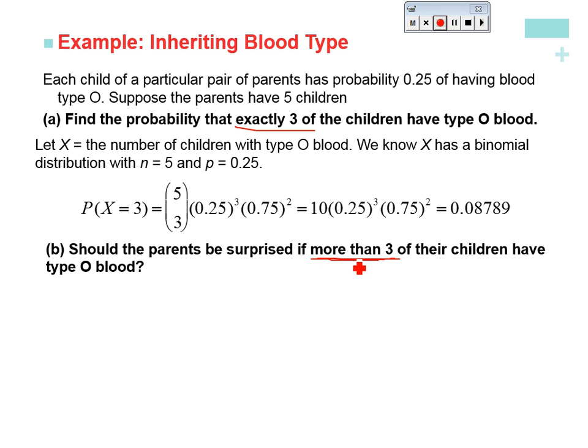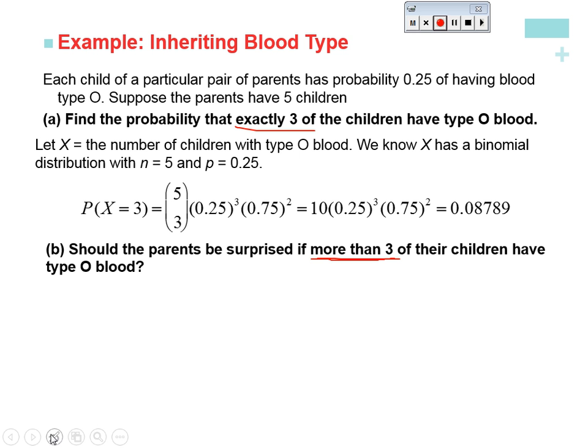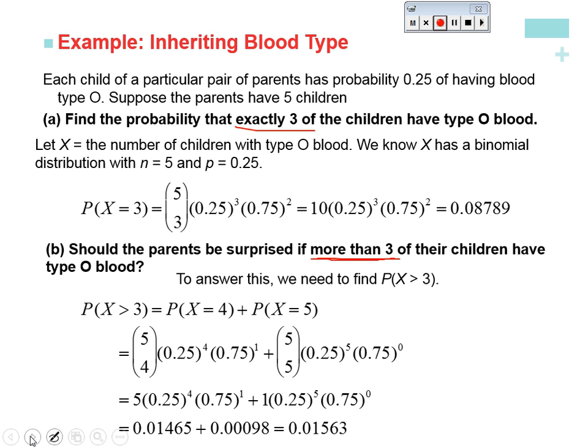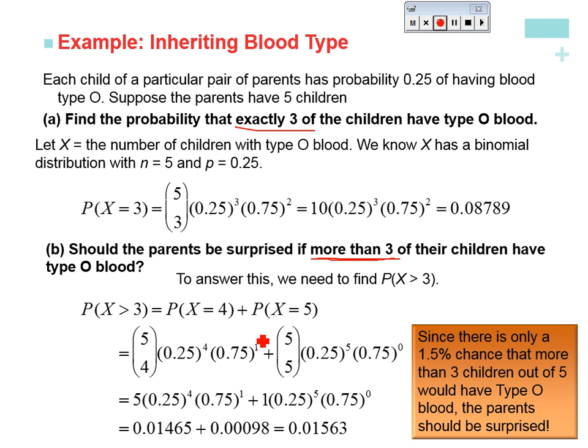So when I go to do more than 3, what I'm going to have to do in the calculator is something a little bit different, because the binomial CDF will only measure values that are at or less than a given value. So in order for me to do more than 3, which we said in the problem was the probability of 4 or the probability of 5, what I have to do is the complement of this, and then I'm going to do 1 minus the complement to get the answer.